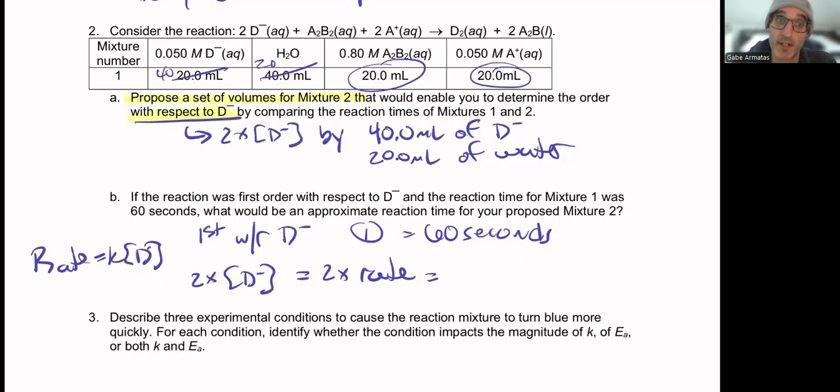Be careful here. We're not doubling the time, we're actually halving the time. So it's not going to take 120 seconds, it's going to take 30 seconds to form. So we expect that to happen in 30 seconds, or half the time. Doubling the rate means going twice as fast, and twice as fast means it takes half the amount of time. So don't get caught up in doubling everything. Just keep in mind what it means: double the rate means twice as fast.